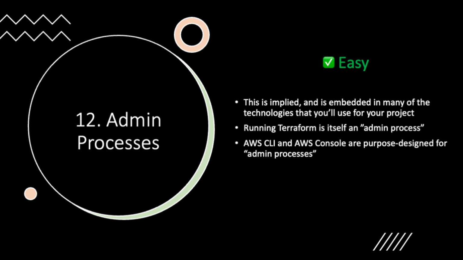Last one, number 12, admin processes. Run admin management tasks as one-off processes. This is kind of a no-brainer. The three primary tools at your disposal for a project of this nature, Terraform, AWS CLI, and the AWS console, are by definition admin tools. So you kind of got this one entirely for free.